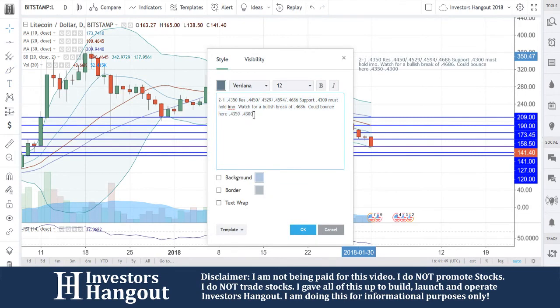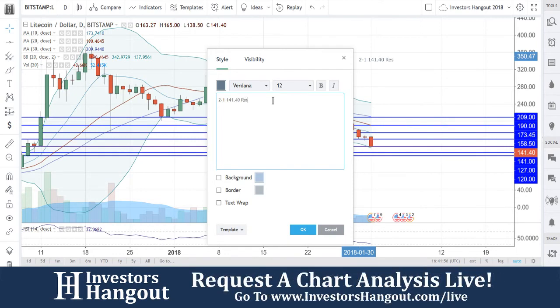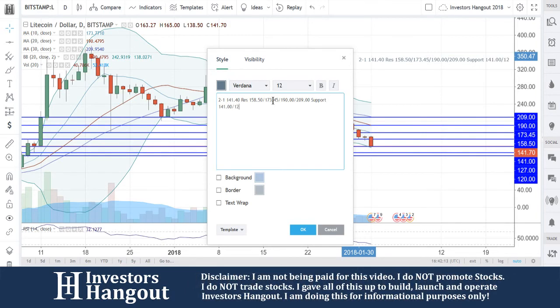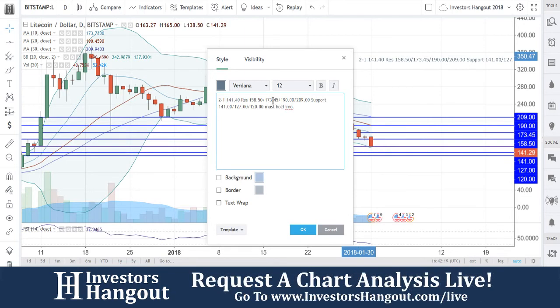Let me go ahead and add in my notes here as well. And that's going to be for 2-1, today's current date, 141.40 for the current price. Resistance levels, I'm going to put in here at 158.50, 173.45, 190 even, and then 209 even. Support 141. We just talked about this a second ago. 141, 127, and then 120 must hold, in my opinion.